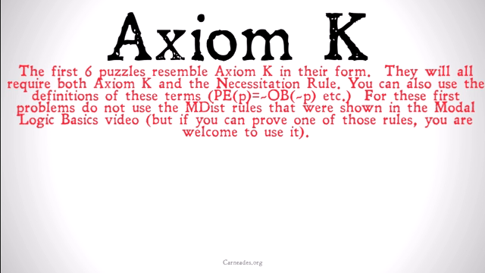With that said, the first 6 puzzles are going to resemble Axiom K in their form. They will all require both Axiom K and the necessitation rule. If you can prove any of these without the necessitation rule, or without Axiom K for that matter, please show me how in the comments below. I have not yet found a way to prove any of them without these 2 axioms.